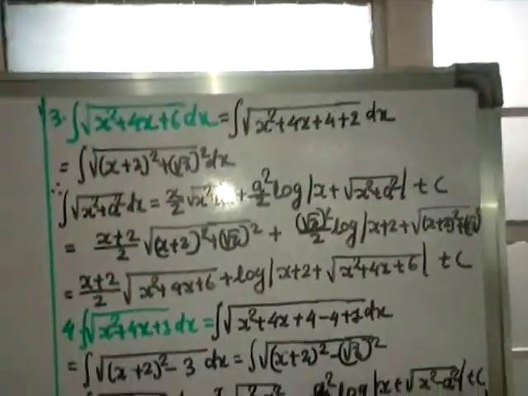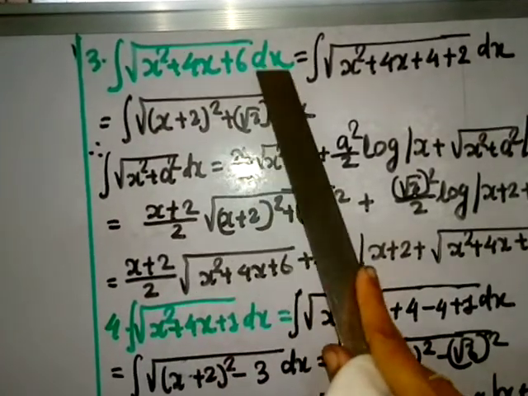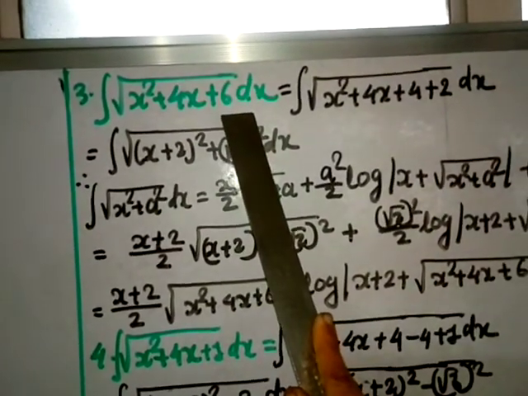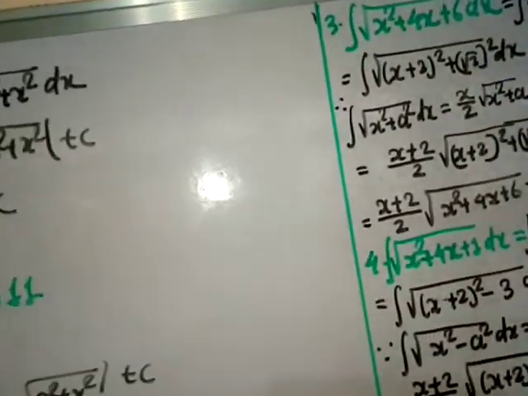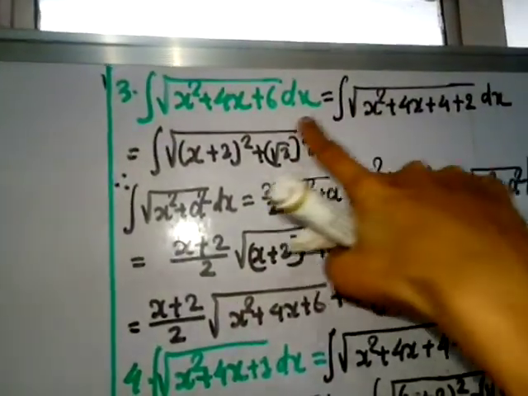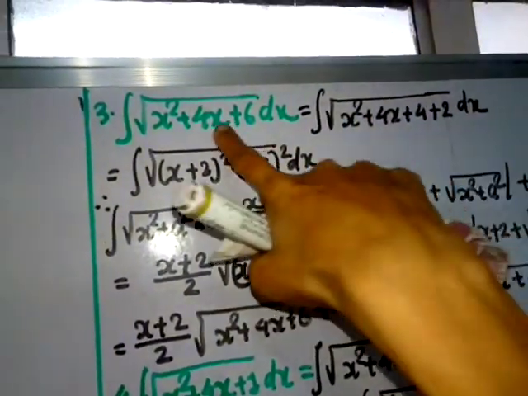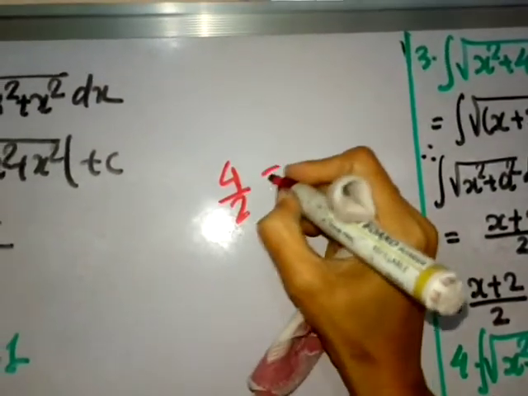Question number 3. Integral square root of x square plus 4x plus 6 dx. Here I will make the perfect square, okay. So perfect square, how I am making it is, we have done previously, similarly we are going to do it. This is x square as it is, okay, 4x as it is, then you have to take the coefficient of x, that is 4, divide by 2, you get 2, okay.